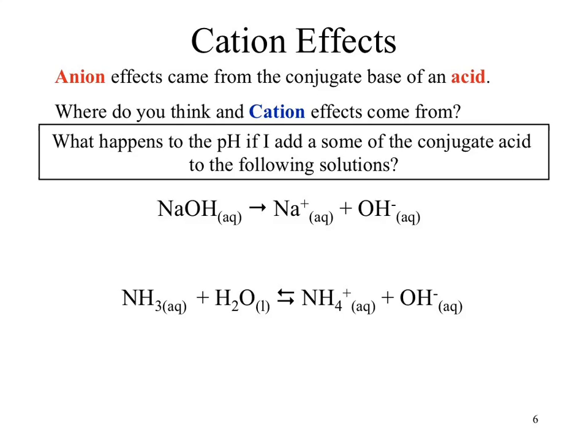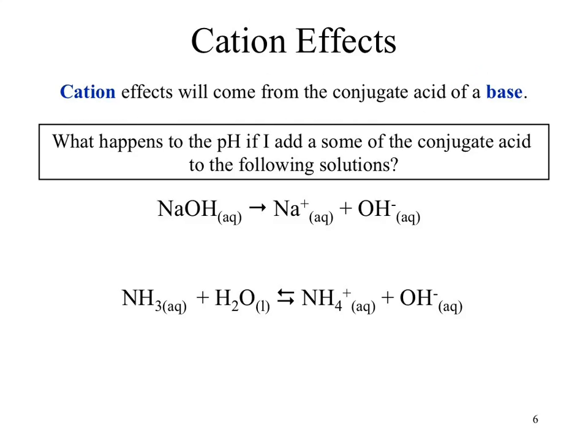What happens if we look at a cation now? So the anion was looking at the conjugate base of an acid. Where do you think the cation effect is coming from? The conjugate acid of a base. So we could look at some of the following reactions. Our conjugate acid, not super obvious in the case of sodium hydroxide, but we're looking at sodium ion. It's the positive species.